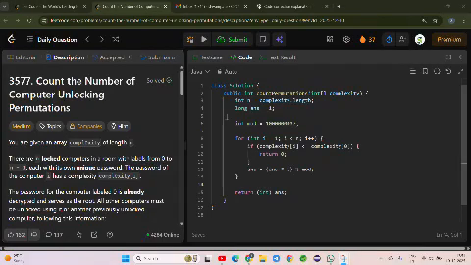So here we are discussing a problem called 3577. The problem name is Count the Number of Computers Unlocking Permutations. The code is really simple, I would say. It is not very difficult, but understanding the problem is difficult.